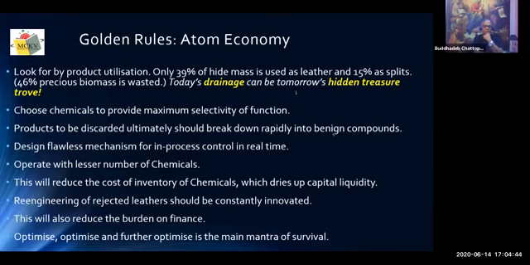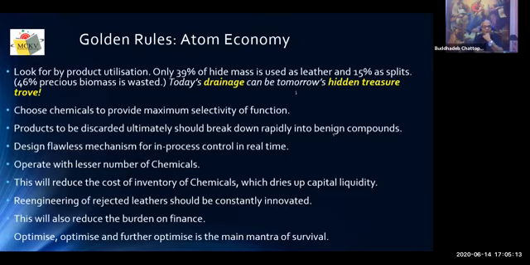We must operate with a lesser number of chemicals. In a tannery, if we have 20 fat liquors, maybe 15 syntans, maybe some other kinds of things, maybe 10 different binders, why do you need all these things? This will reduce the cost of inventory of chemicals. And this dries up the capital liquidity.